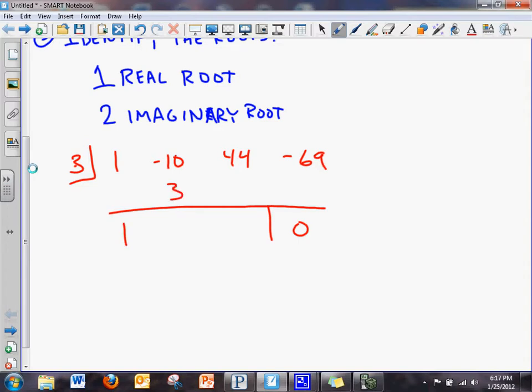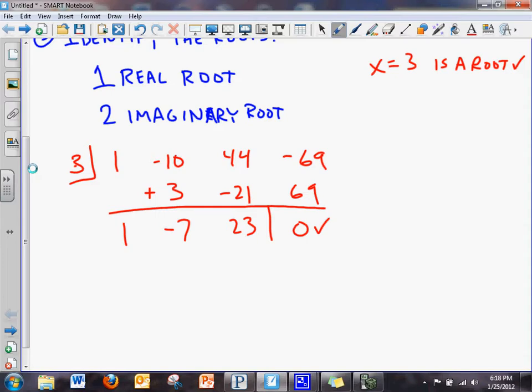3 times 1 is 3, negative 7. I'm adding down. So negative 29, negative 87, positive 23, positive 69. Yeah, negative 69 plus positive 69 has to be 0. Check. So x equals 3 is a root. Good.